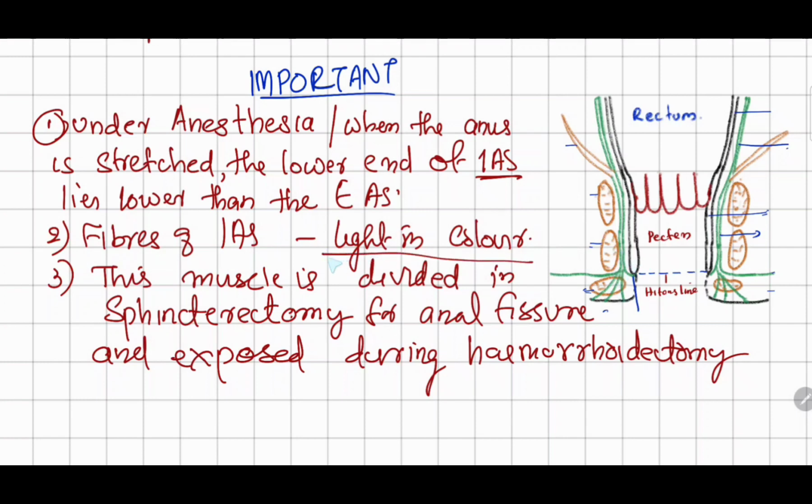Again, the internal anal sphincter can be distinguished from the external sphincter by its color. The internal anal sphincter is light in color, just like the color of chicken meat. This internal anal sphincter is divided in sphincterotomy for anal fissure and exposed during hemorrhoidectomy. So how can we identify the internal sphincter? Under anesthesia it lies at a lower level than the external sphincter, and it is light in color.